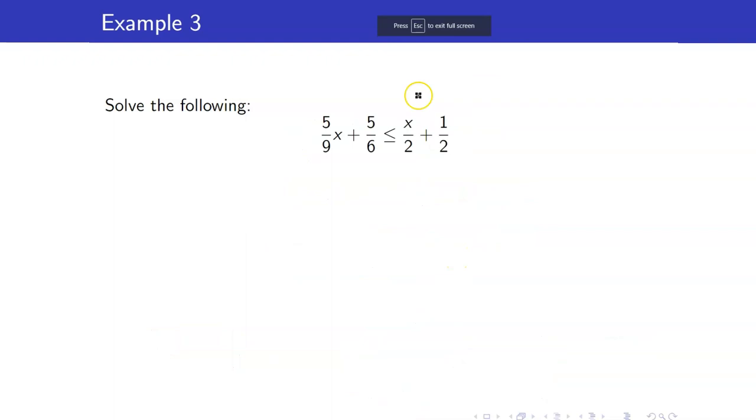For our next example, again, we multiply both sides by the LCD to get rid of your denominator. Take note that we can multiply both sides by the LCD for this inequality because we are multiplying a constant. You will see later on that you cannot do that. You cannot multiply the LCD if the LCD includes a variable. The LCD in this case is 18.